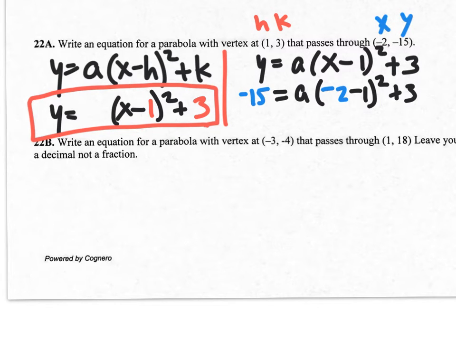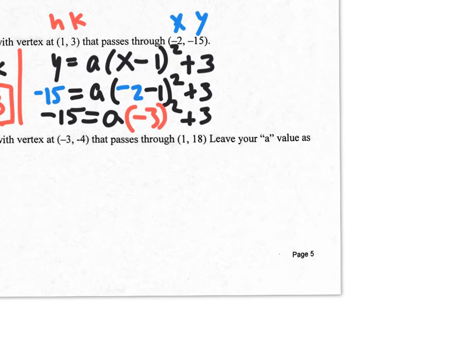I want to do some math. So how do you solve this equation? You're going to start with the -2 minus 1. That's going to be a -3. And -3 to the second power is going to be 9, but we're running out of space, so let me move this over. So I have -15 equals, I have a times 9, but I'm going to write it as 9a. And then I have a plus 3.